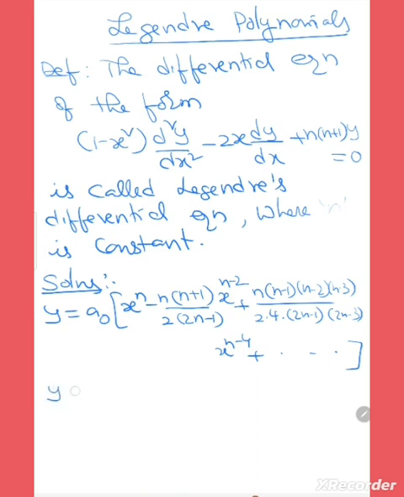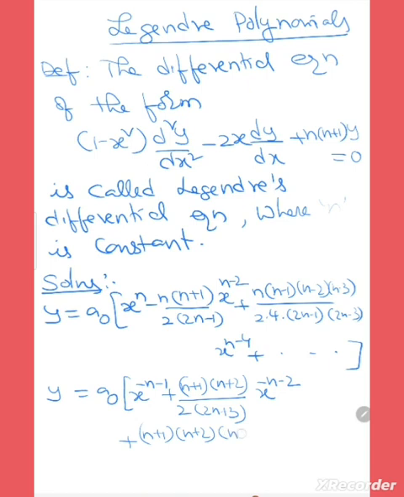or y is equals to a naught times x power minus n minus 1 plus n plus 1 into n plus 2 by 2 into 2n plus 3 into x to the power of minus n minus 2 plus n plus 1 into n plus 2 into n plus 3 into n plus 4 whole by 2 into 4 into 2n plus 3 into 2n plus 5 into x to the power of minus n minus 4 and so on. These are the solutions for Legendre's equation.